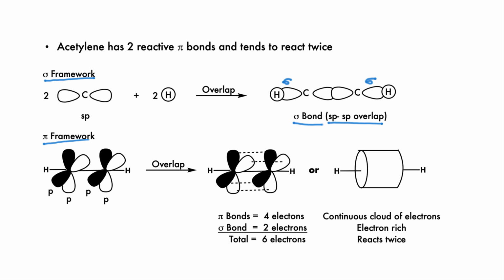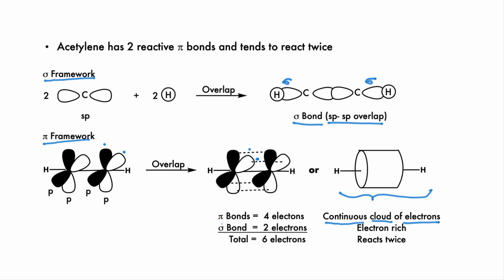In the pi framework, the 2 leftover p orbitals at each carbon overlap to form 2 pi bonds. Note that the p orbitals are orthogonal to each other, and you would expect orthogonal molecular pi bonds. In practice, the 2 pi orbitals behave more like a cylinder or continuous cloud of 4 electrons, and you can draw the molecular orbital as more of a barrel shape.